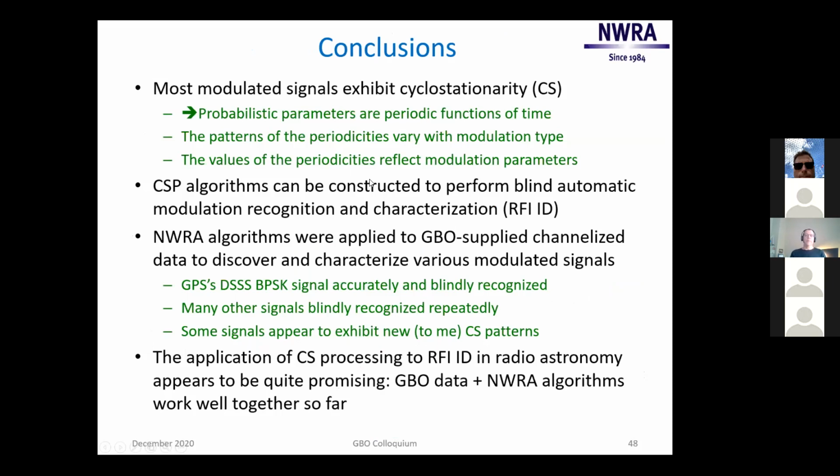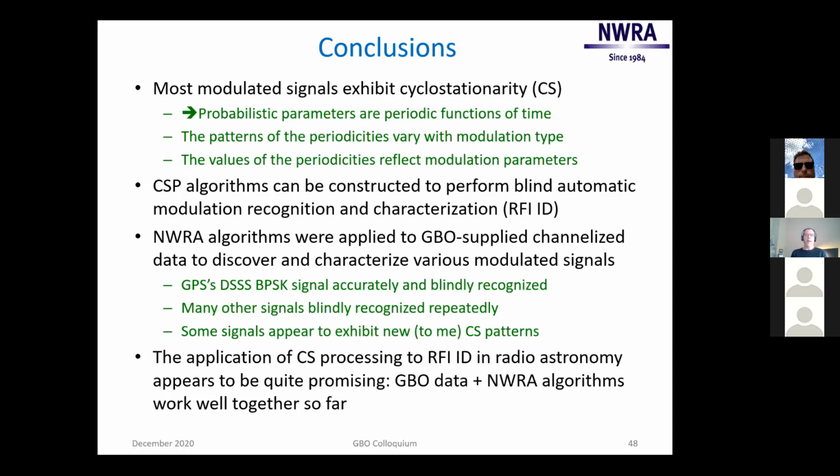So, okay, conclusions. Turns out that most man-made modulated signals exhibit cyclostationarity. That just means that the parameters, the probabilistic parameters like PDFs, moments, and cumulants, are periodic functions of time, not time invariant, as in stationary signals. The patterns of those periodicities depend on how the signal is modulated, its type, and the values of the periodicities, that is, the actual period lengths themselves, reflect things like chip rate, symbol rate, the actual parameters.